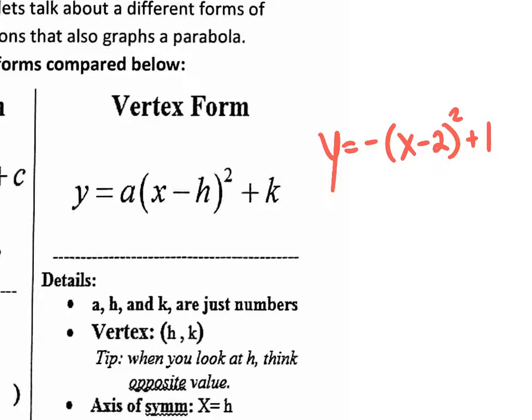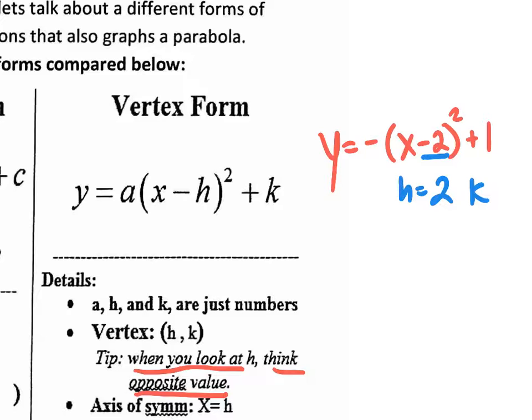So here we have a vertex form equation. It's y equals negative parenthesis x minus 2 squared plus 1. Now this is in vertex form. What is our h value and what is our k value? Now remember, the tip says when you look at h, think opposite of what you see. So what do you guys think the h is? What's the h? You got to think opposite of what you see, which will make it a positive 2. Make sense? Now the k value, you just take it for what it is.